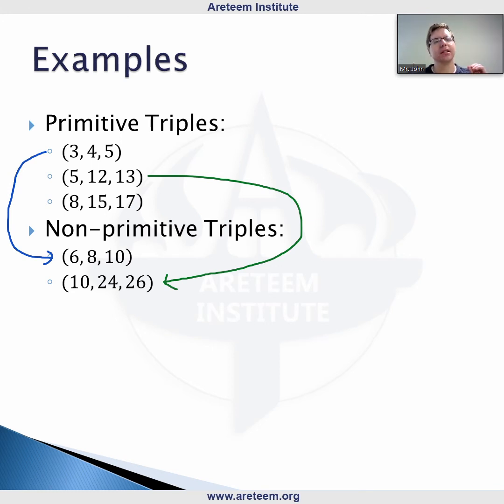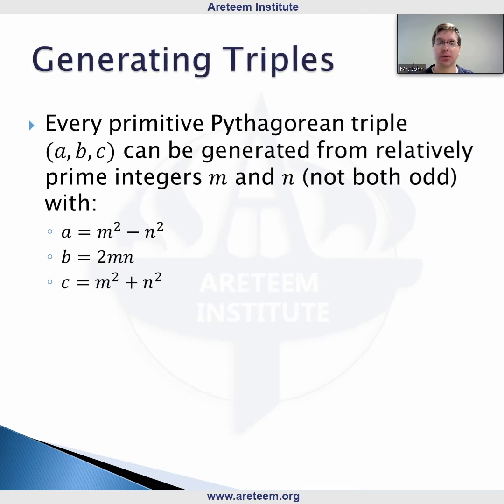Now, the real reason we're talking about the primitive triples is our next slide, which is our big idea of the day. Our big idea here for Pythagorean triples, and the primitive ones in particular, is that we have a systematic way of generating them. Every primitive Pythagorean triple can be generated from relatively prime integers m and n. They cannot both be odd. One of them can be odd, but not both.